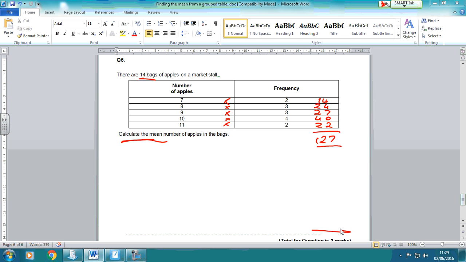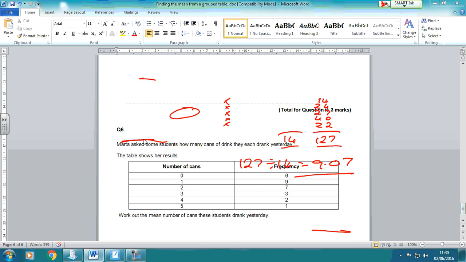It tells you there are 14 there, so let's double check that. 5, 8, 10, 14. Yep. And you do 127 divided by 14, which equals 9.07. And yeah, that's pretty much bang in the middle. So we're happy with that mean.